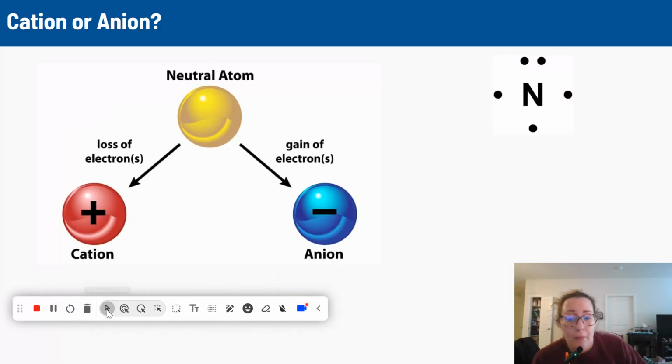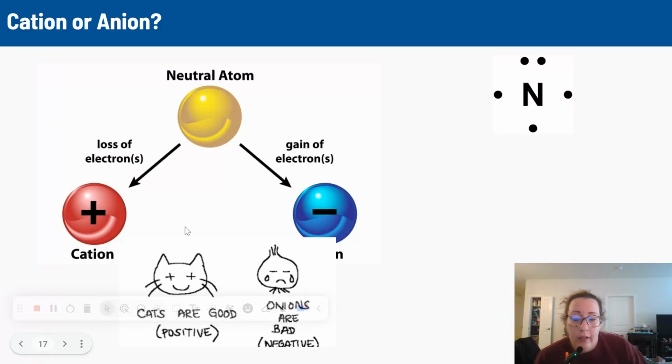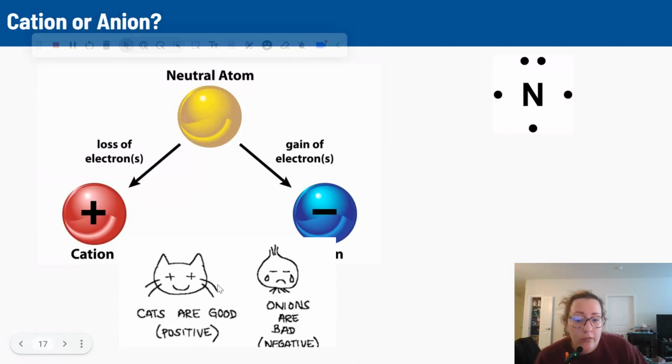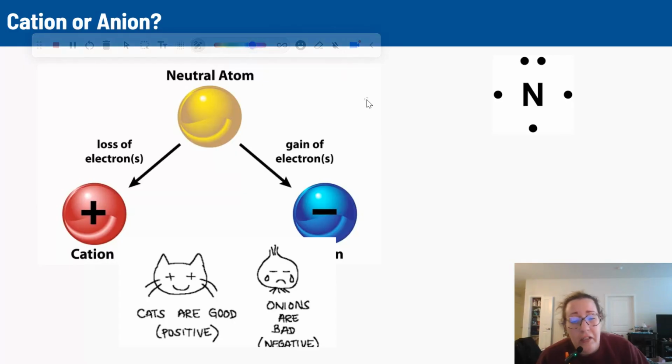And the way to remember that a cation is positive and an anion is negative is: cats are good. They also have paws, which makes cations positive. The simpler way to remember is that the word cation has a plus sign in it, which is the T. And then anion looks like onion, and onions are bad. They make you cry. So they're going to have a negative charge.